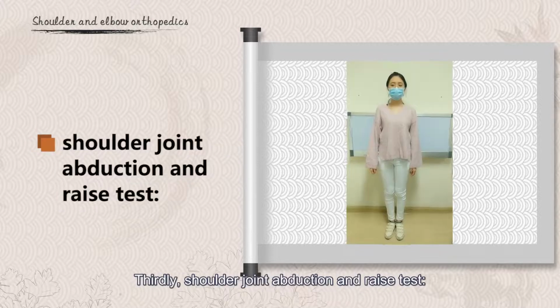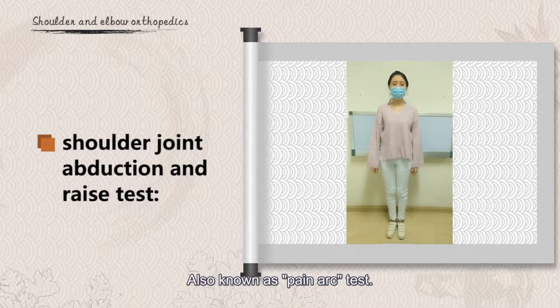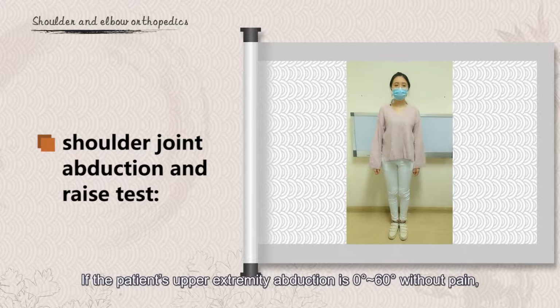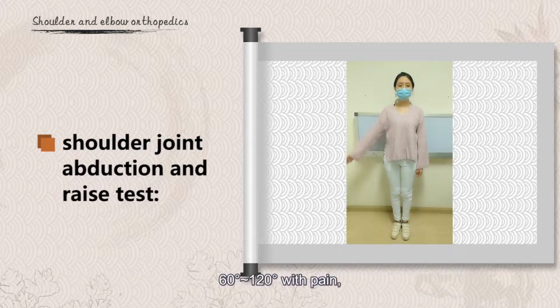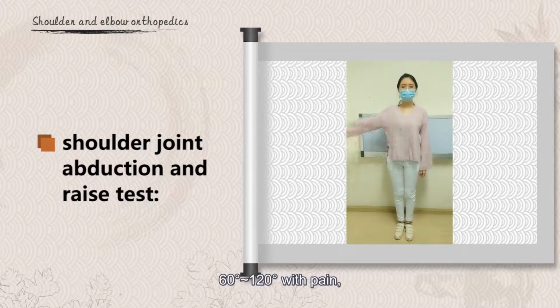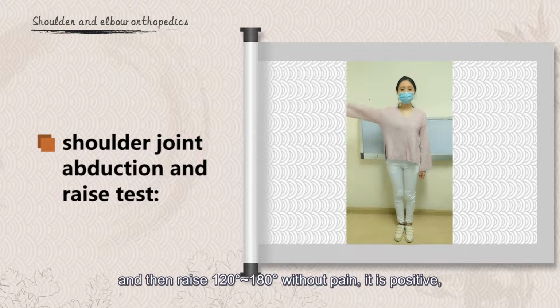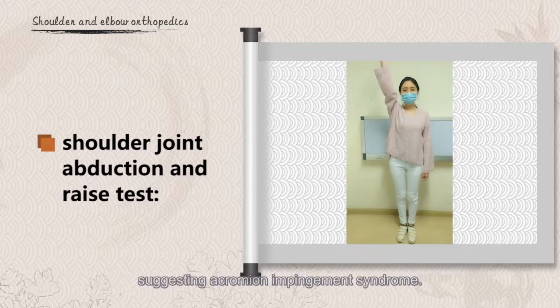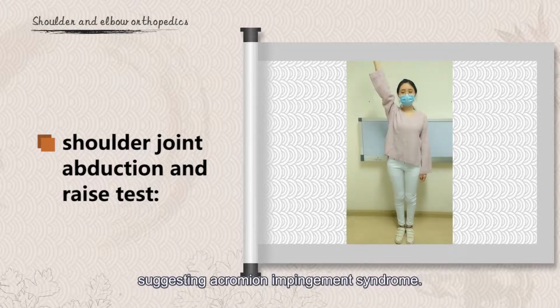Thirdly, the shoulder joint abduction test, also known as the painful arc test. If the patient's upper extremity abducts from 0 degrees to 60 degrees without pain, 60 degrees to 120 degrees with pain, and then from 120 to 180 degrees without pain, it is positive, suggesting acromial impingement syndrome.